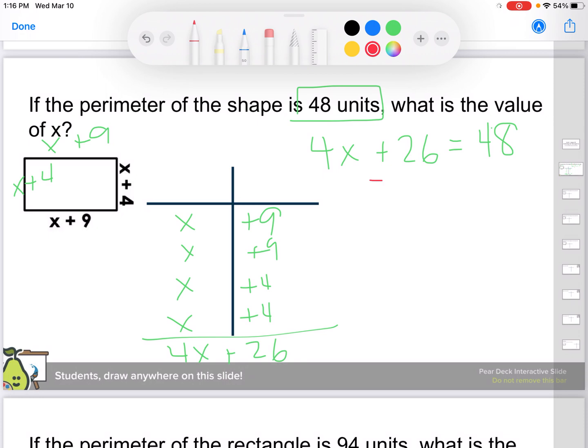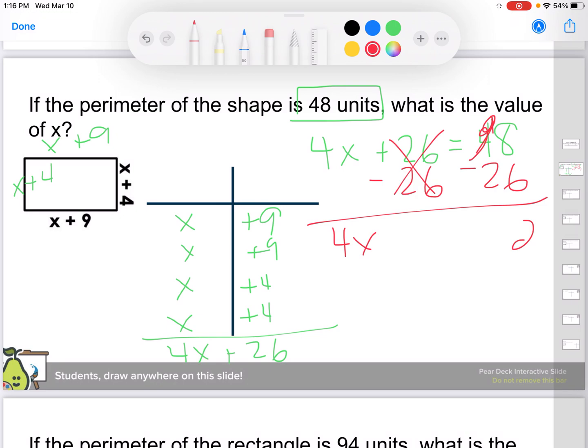So I'm going to subtract 26 on each side. I'm going to be left with 4x. I didn't need to do that. And I get 22. So now I'm going to divide by 4 on each side. So x equals 5.5.